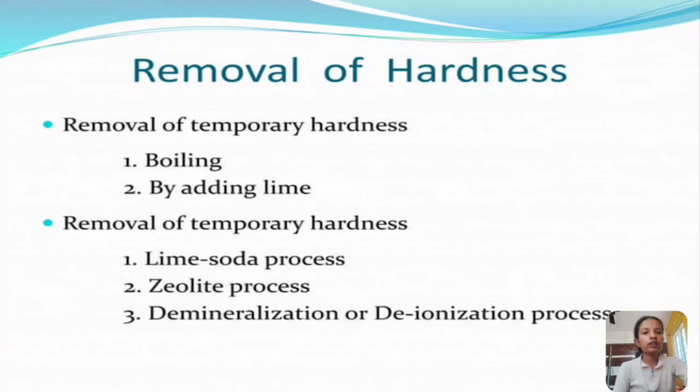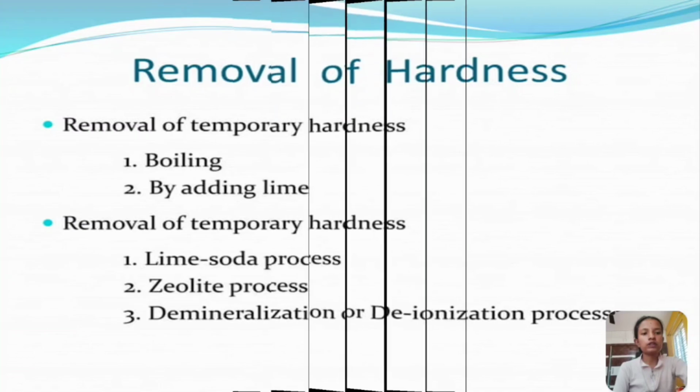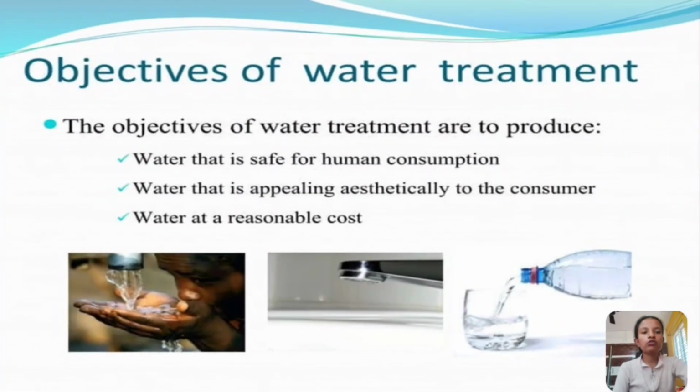Removal of hardness. Removal of temporary hardness is by boiling, by adding lime. Removal of permanent hardness is by lime soda process, zeolite process, demineralization or deionization process. Objectives of water treatment. The objectives of water treatment are to produce water that is safe for human consumption, water that is appealing aesthetically to the consumer, water at a reasonable cost.